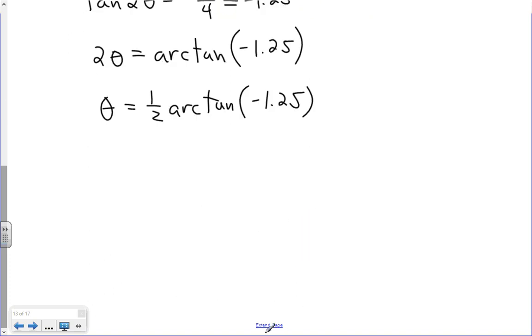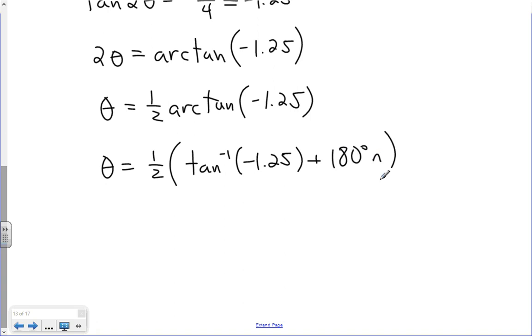And now that you've got the variable isolated on the left side, you can actually replace arc tangent with what it's equal to. So we have theta is equal to 1/2 times. Now remember, we're doing this in degrees for this problem. So when you go to add on your multiples of the period at the end, make sure you use degrees there. I'm going to put this in parentheses so I distribute this 1/2 all the way through. I've got a tangent inverse of a negative 1.25 plus, and then instead of pi n, because that's radians, I'm doing 180 degrees times n. And now let's distribute that 1/2 through there, at each term.